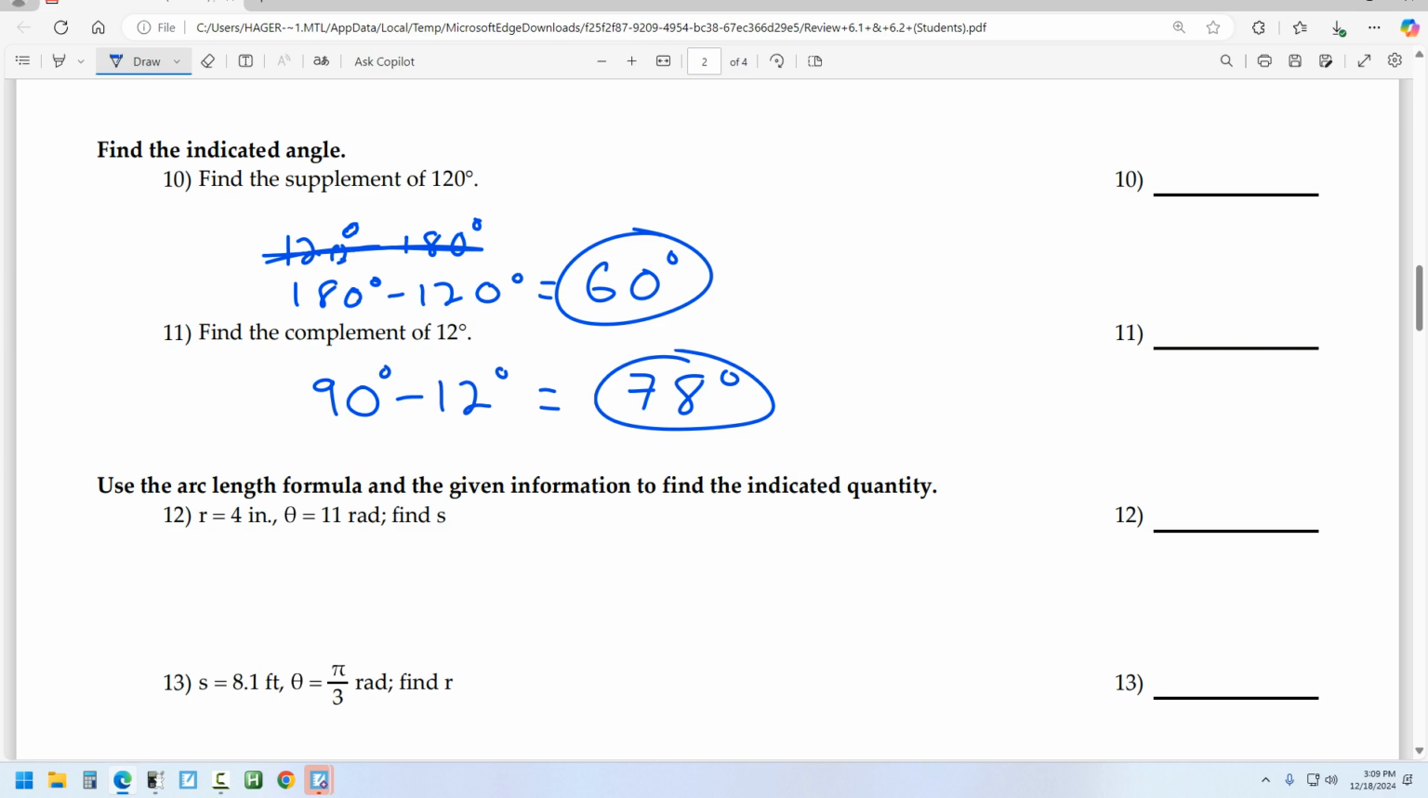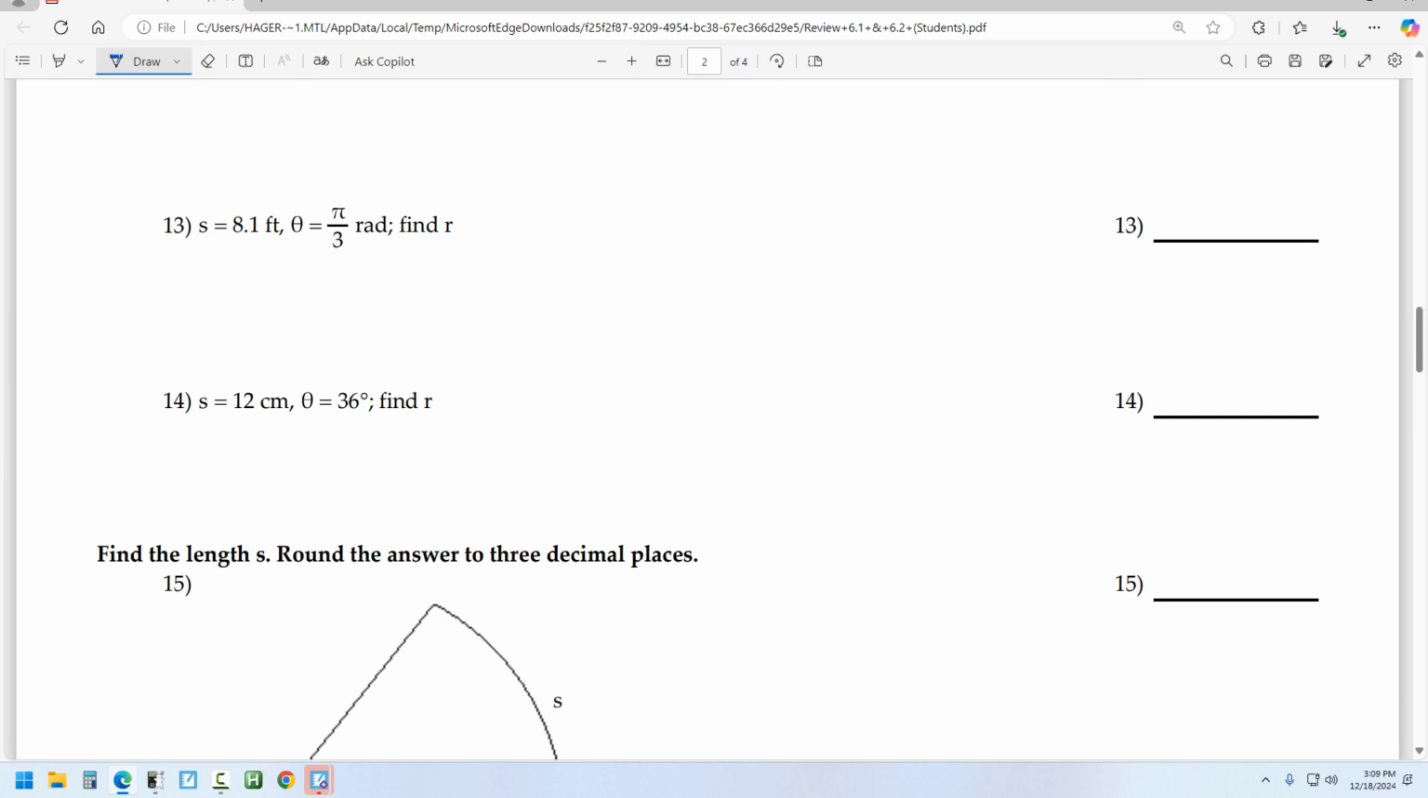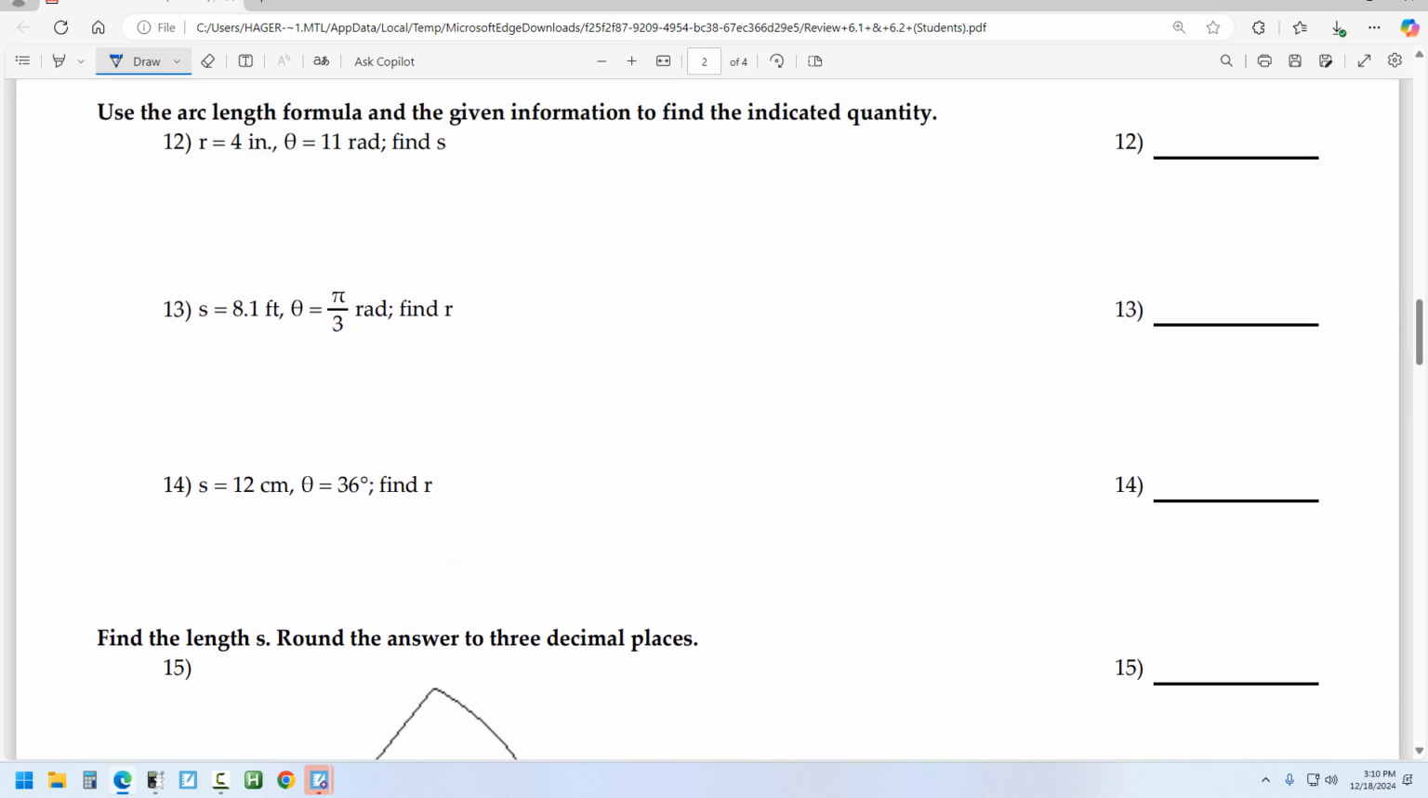So the next section has to do with arc length. To do any of these questions, 12 through 15, you need the formula for arc length. Do you remember what that formula is? For arc length? Yes.